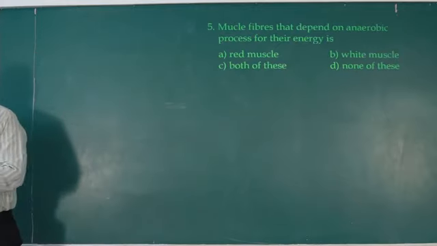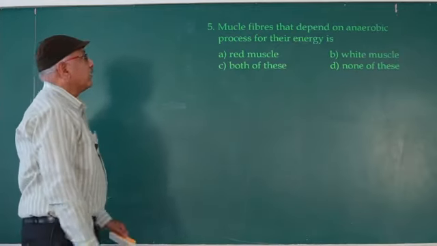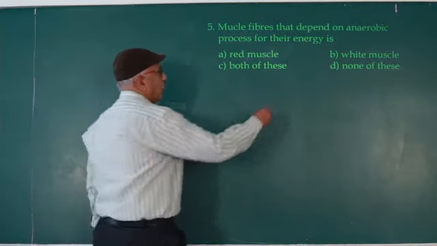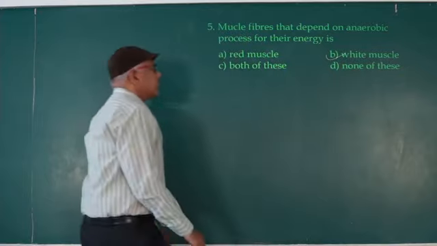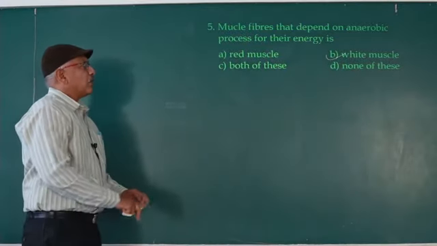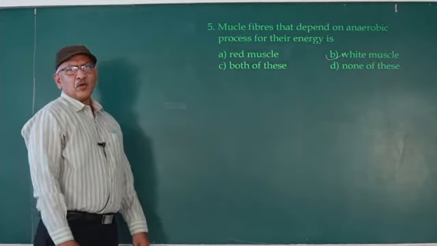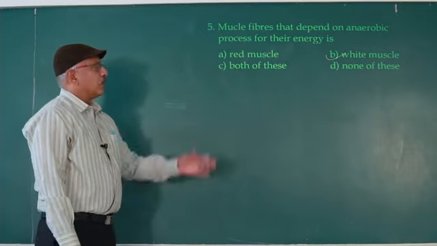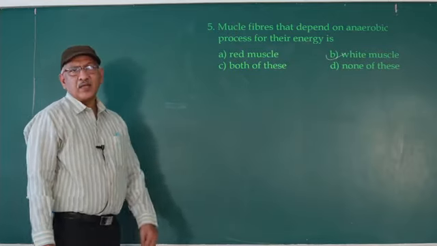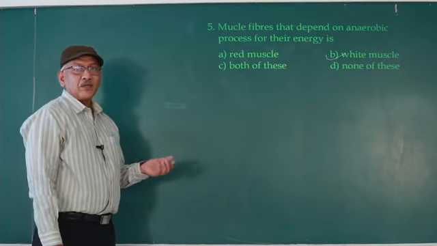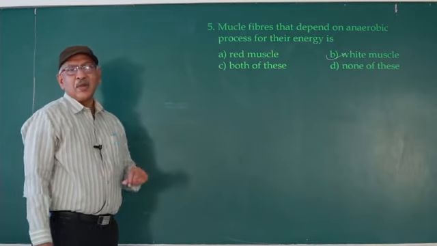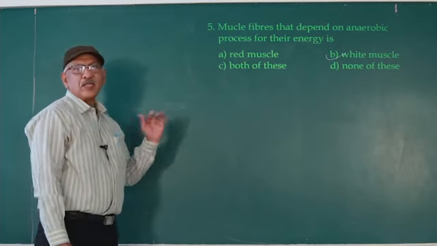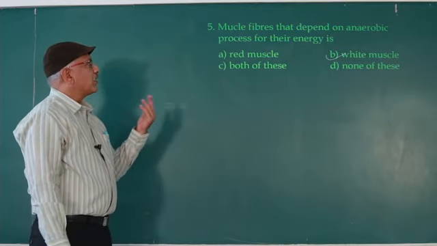So next question. Muscle fibers that depend upon anaerobic process for their energy: white muscle fibers. Red muscle fibers contain abundant amount of hemoglobin, so abundant number of mitochondria. Due to abundant number of mitochondria, abundant ATP, reserve energy batteries. So that's why red muscle fibers generally perform aerobic respiration, white muscle fibers anaerobic.